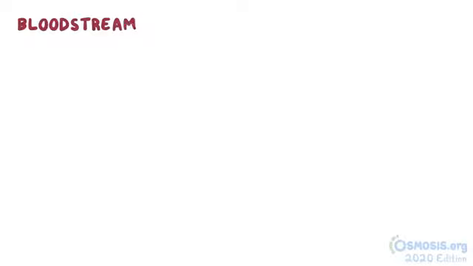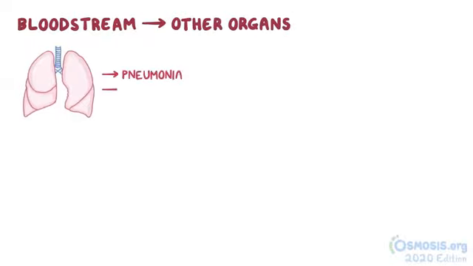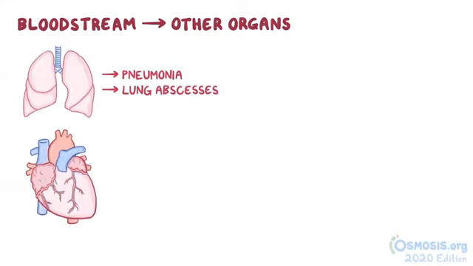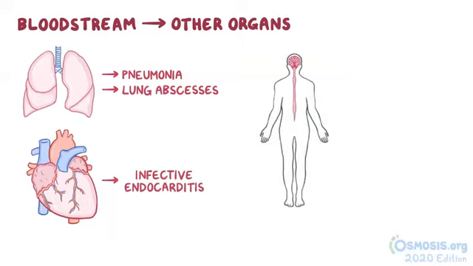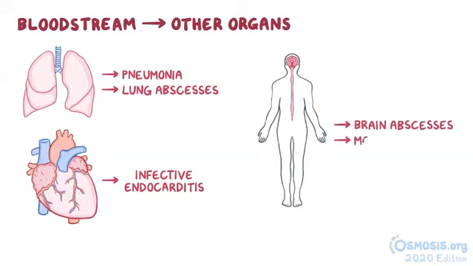From the bloodstream, strep pyogenes bacteria can spread to other organs, like the lungs, causing pneumonia or lung abscesses, or the heart, where they form clumps called vegetations on the heart valves, causing infective endocarditis. Alternatively, if they spread to the central nervous system, they can cause brain abscesses or meningitis.